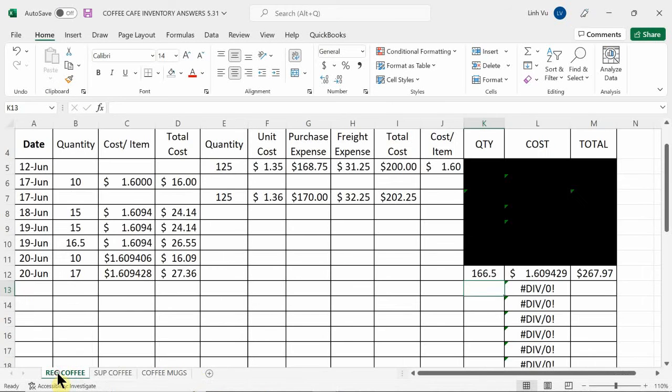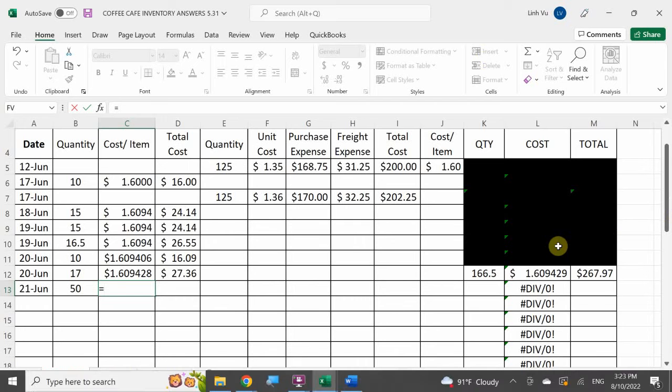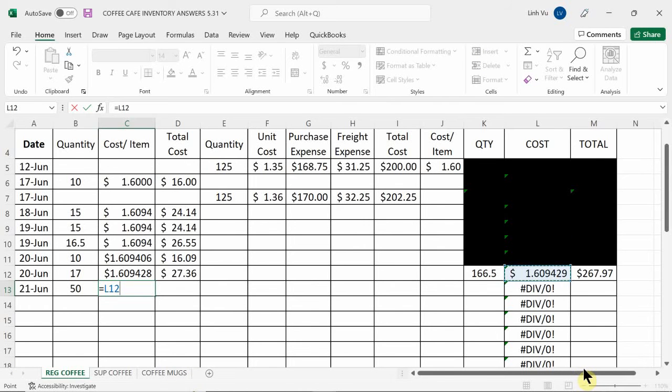Starting with regular coffee, we sold 50 pounds. In this case, we have 166, so we are good on the pounds. So 50 pounds at $1.609429. Okay. What's my total cost of goods sold? It's $80.47. $80.47.